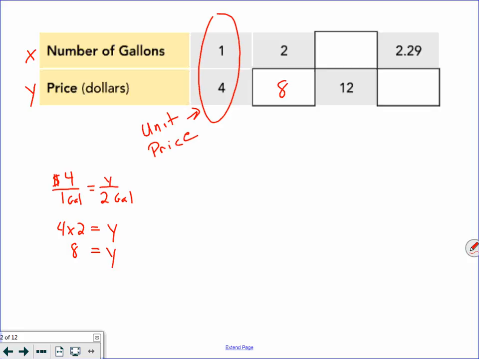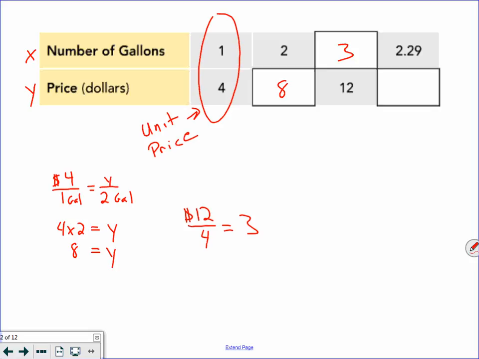So if I want to know how many gallons I can buy with $12, I'm going to do the opposite of what I just did to get the price if I knew the gallons. So now that I know the price is 12, I'm going to divide that by my unit price, which is 4, and that's going to give me 3, which is my number of gallons.